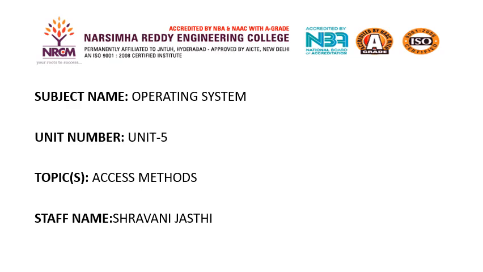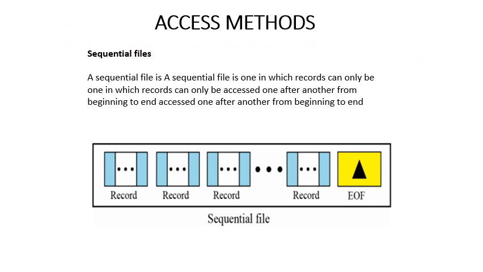This is Shravani and I'm going to explain about operating system of Unit 5, and the topic is different access methods. So there are different kinds of access methods. First is sequential access, second is direct access, and third is index sequential access. First I'm going to discuss sequential access.